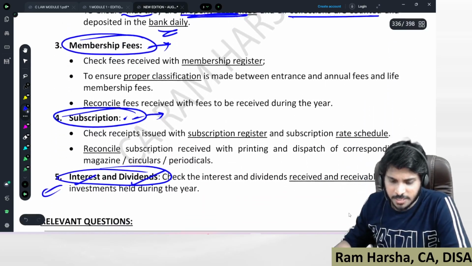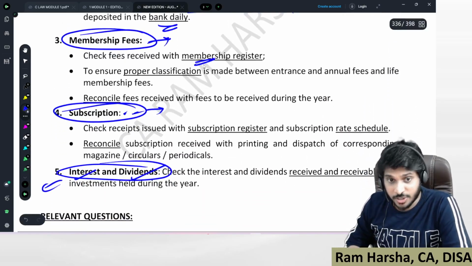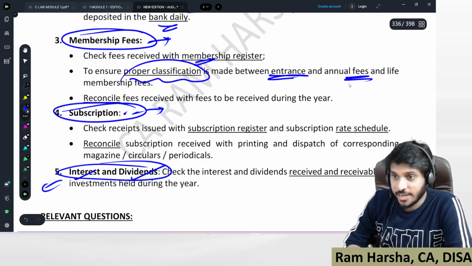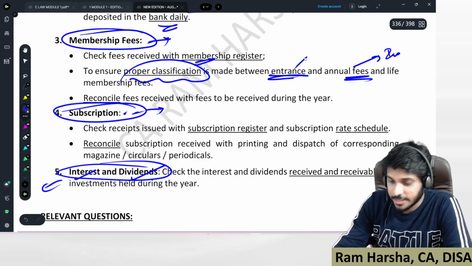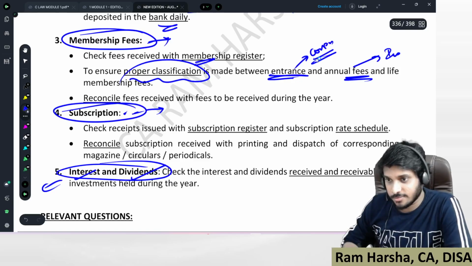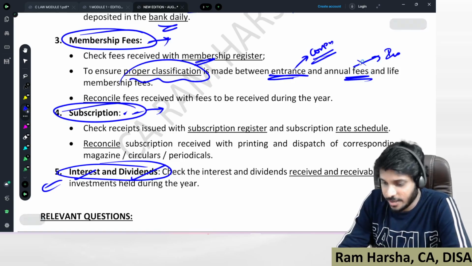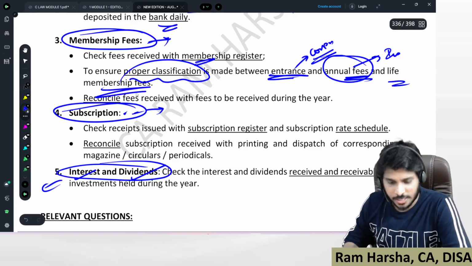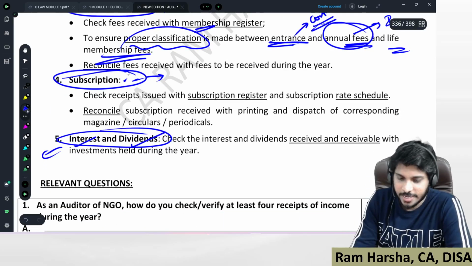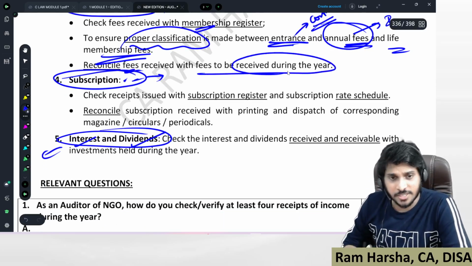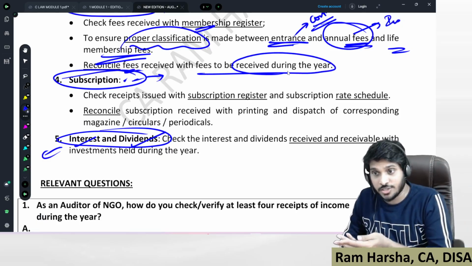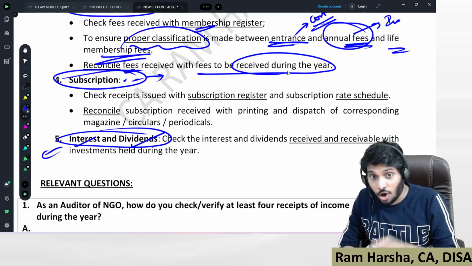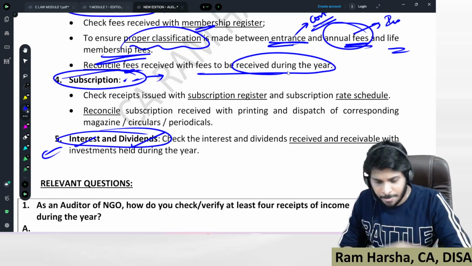Then membership fee. Check the membership register and see whether there is a classification made between entrance fee and annual fee. Annual fee is income. Entrance fee is generally credited to corpus. Annual fee is used for annual purposes, all that. Lifetime membership fee, all that. And reconcile fees received: last year how much fee was received, this year how much is received. Why have some renewals not happened? Is it not happened, or amount received but not accounted?